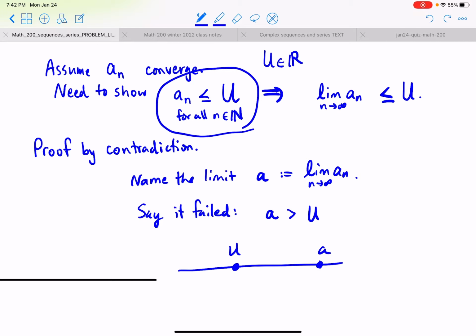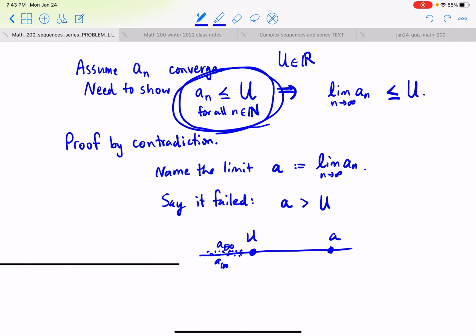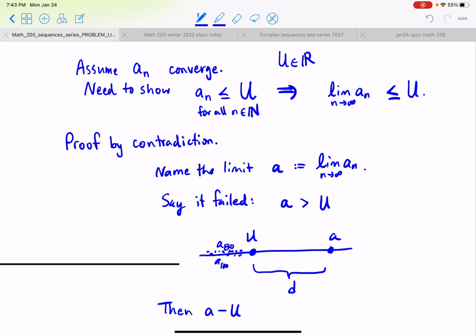But we said that all the a sub n are less than or equal to u. So all the a sub n are over here. You know, a sub 100 is over there, a sub 20, I don't know, they're all over here. This seems ridiculous. This can't be the case. So how do we prove it? Well, okay, so if a is greater than u, then this is a positive number. Then a minus u is positive. Call it d.